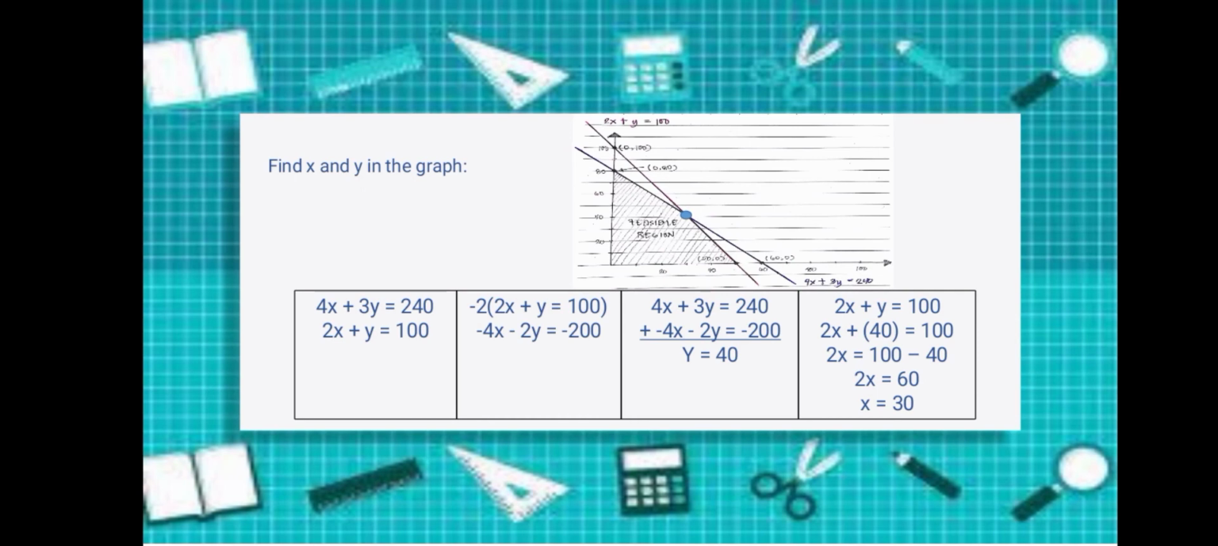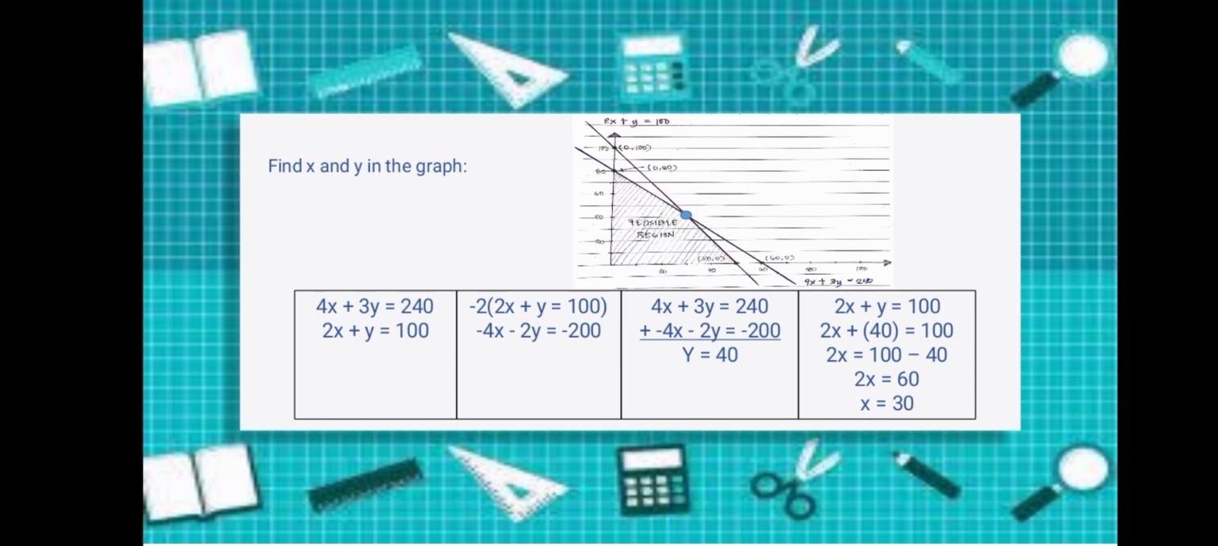Ang corner points ng ating feasible region ay yung point na 0 yung x at 80 yung y, yung 50 yung x, yung 0 yung y, at saka yung nasa gitna, yung nag-intersect niya. Iyang tatlo ang ating corner points sa ating feasible region. Ngayon, hindi natin alam kung anong point yung nasa gitna. Kaya, yan muna ang ating isolve.